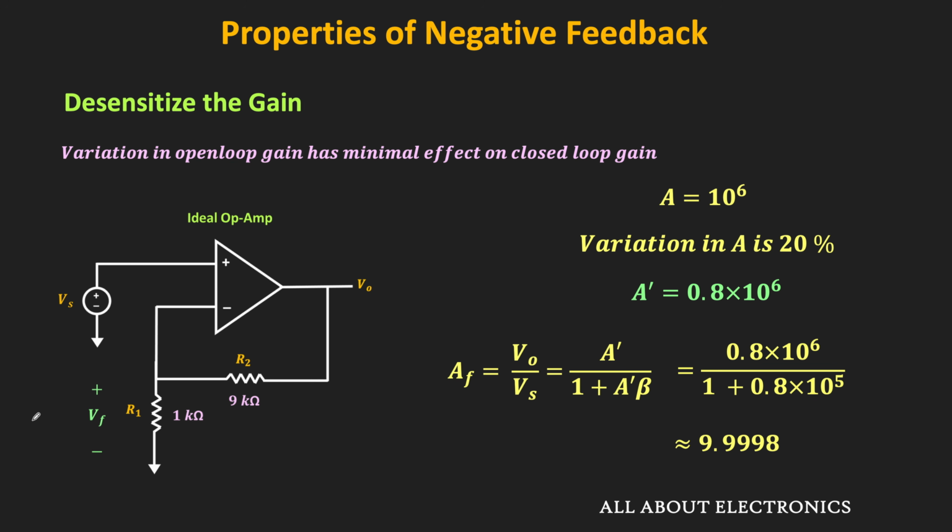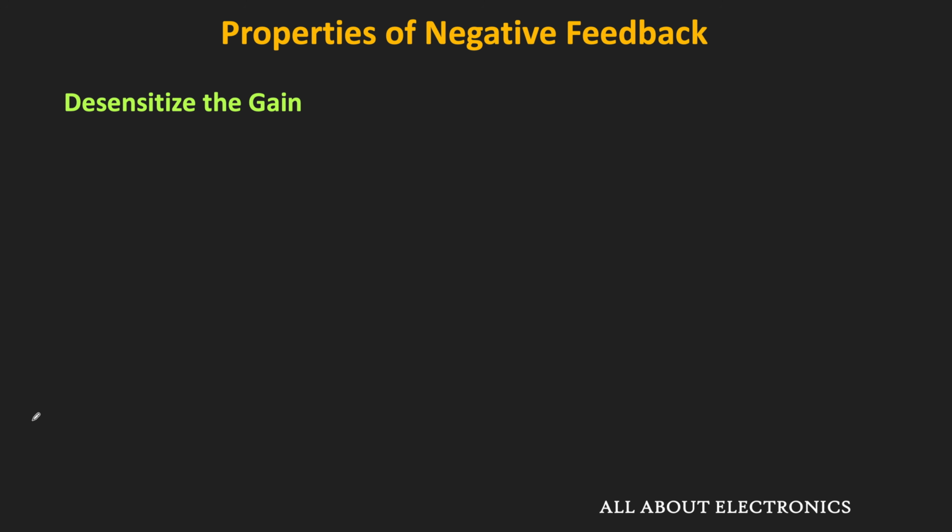Now, let us go a little bit deeper, and through a mathematical analysis, let us understand, even if there is a variation in the open loop gain, by what factor the closed loop gain will get affected. Or in other words, what is the variation in the closed loop gain. Here, the closed loop gain of the feedback amplifier is equal to A divided by 1 plus A beta.